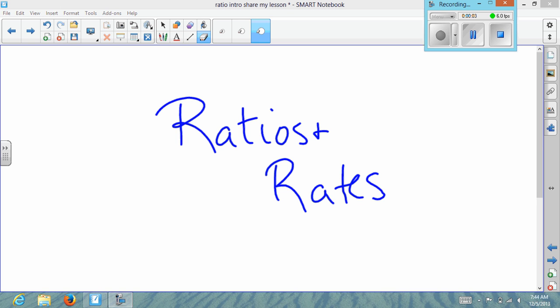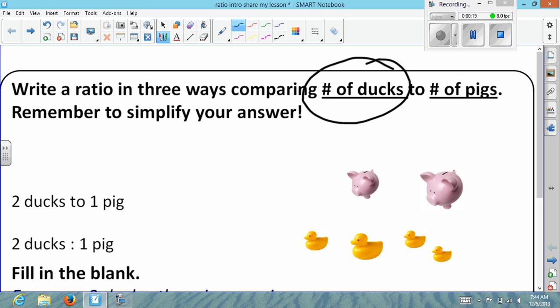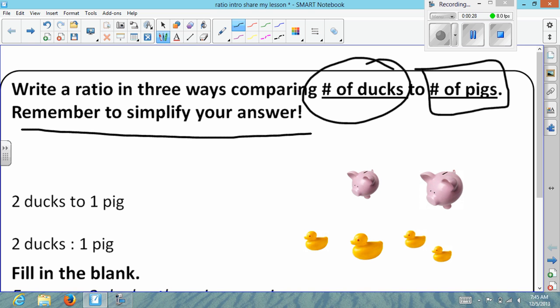Ratios and rates. A ratio is a comparison of two numbers by division. So here we have a situation. It says to write a ratio in two ways comparing the number of ducks to the number of pigs. When I look at this, I see that the number of ducks is first and the number of pigs is second. The wording in the problem dictates how you write a ratio. And then we always need to remember to simplify our answers.